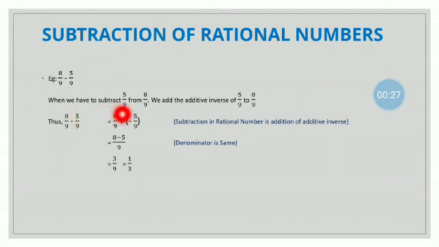When we have to subtract 5 upon 9 from 8 upon 9, we add the additive inverse of 5 upon 9 to 8 upon 9. Thus, 8 upon 9 minus 5 upon 9 equals 8 upon 9 plus minus 5 upon 9. Subtraction of rational numbers is addition of the additive inverse. So now let's subtract. As the denominators are the same, we can easily subtract the numerators. So 8 minus 5 upon 9, which equals 3 upon 9.